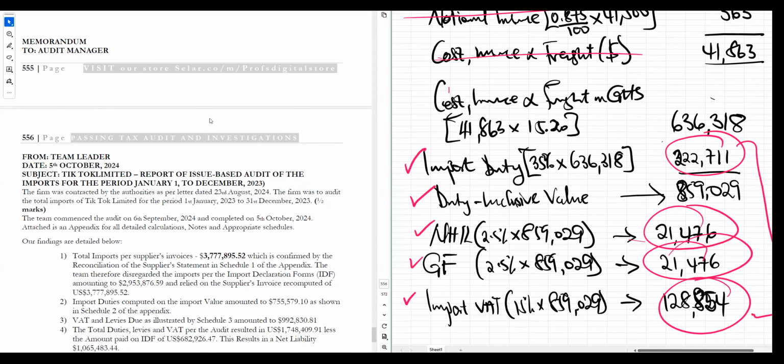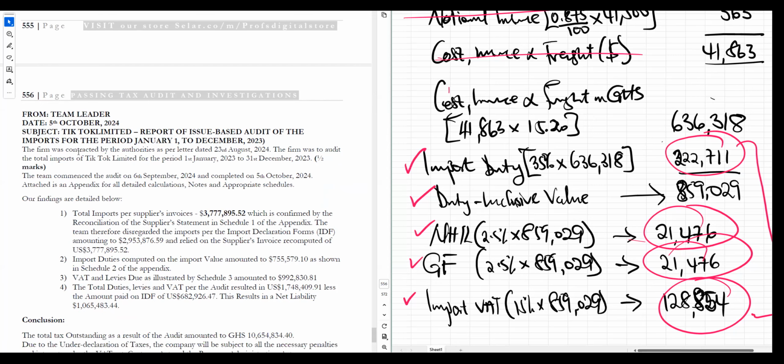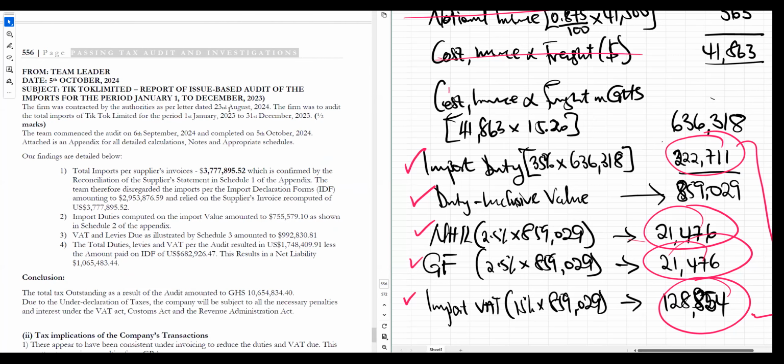Then you write a report. So from the team leader to the audit manager, date 1st October. TikTok Limited, report on issue-based audit of the import for the period, right? The firm was contracted by the authorities as per the letter dated 23rd August. The firm was to audit the total import of TikTok Limited from 1st January 2023 to 31st December 2023. That's half a mark, just for the introduction.